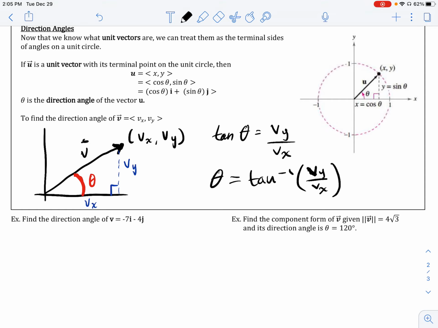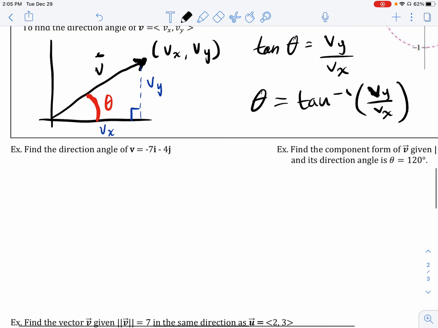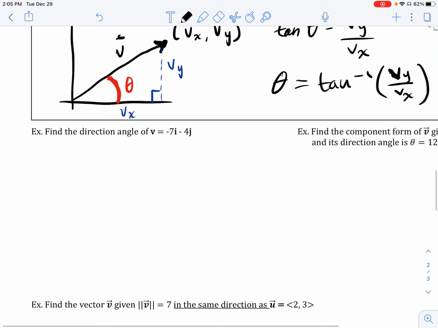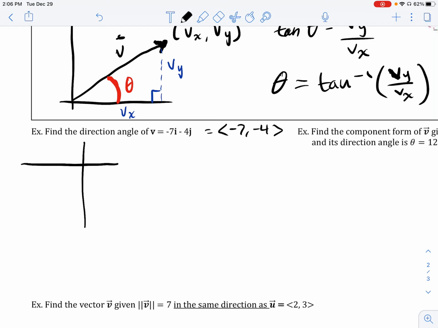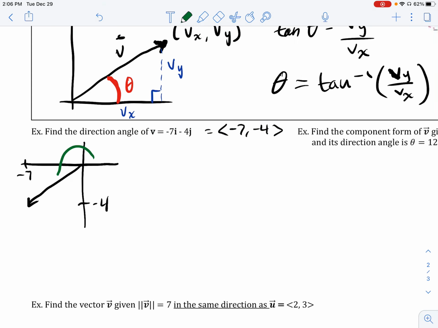So if I wanted to find the direction angle of this example here, let's try this. The direction angle of vector v. Notice that this vector currently is in standard form. This is the same thing as vector v being <-7, -4>. Maybe just draw this out so you can see what this looks like. We're going to say that this is -7, this is -4, and our vector looks something like this. What we're trying to find is this angle here. What is this angle theta?